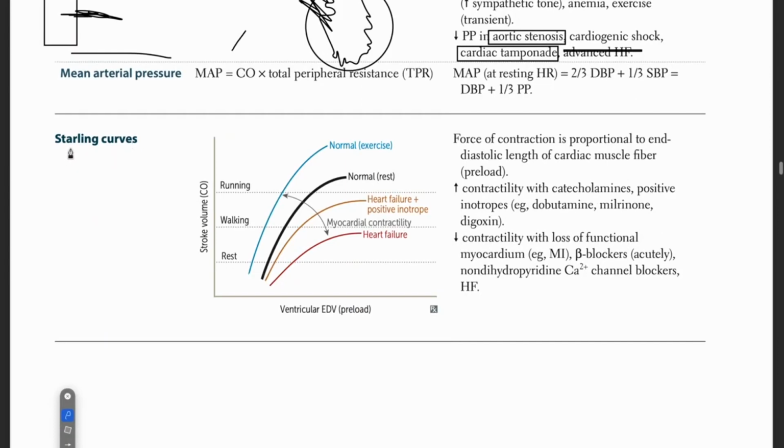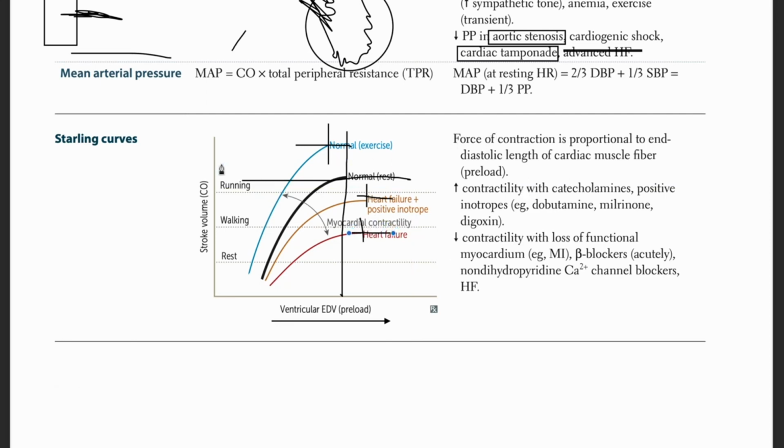But okay, so Starling curves. Here we have stroke volume. Here we have ventricular end diastolic volume on the x-axis, so that's going this way. So the higher number will be here. This is the normal preload, and here it's decreased, and here it's increased, right? And then this is the normal stroke volume. The stroke volume here is increased. Here it's decreased, but it's higher than here. That's also decreased.